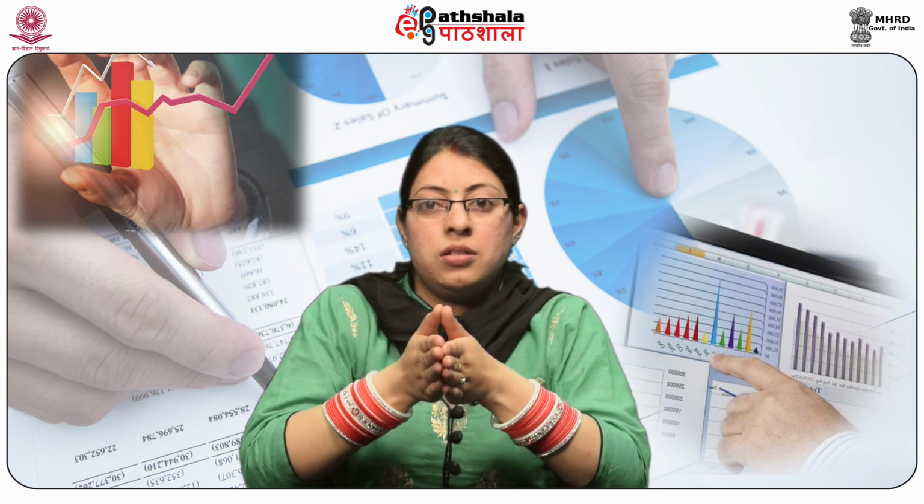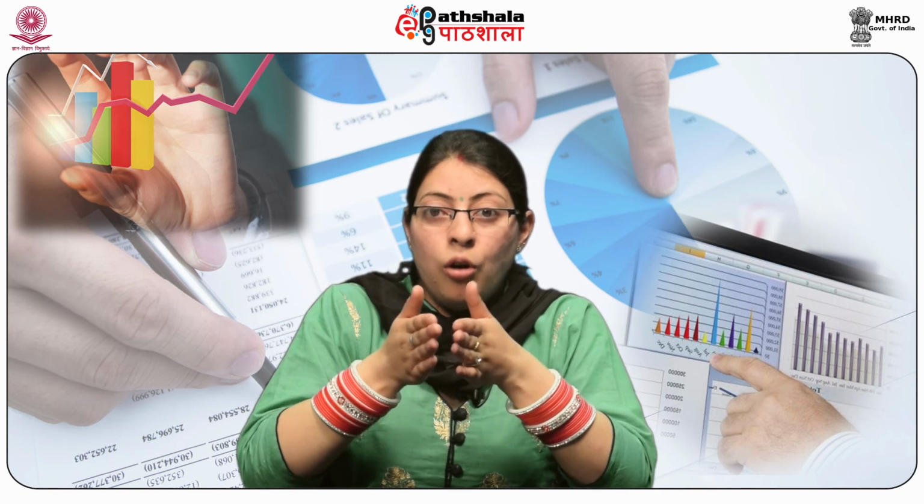Now, first of all, we'll learn about financial leverage. The ratio is considered as trading on equity. The use of a long-term fixed interest bearing debt and preference share capital along with the equity share capital is known as financial leverage. Financial leverage is calculated by dividing EBIT, that is earning before interest and tax, by earning before tax.